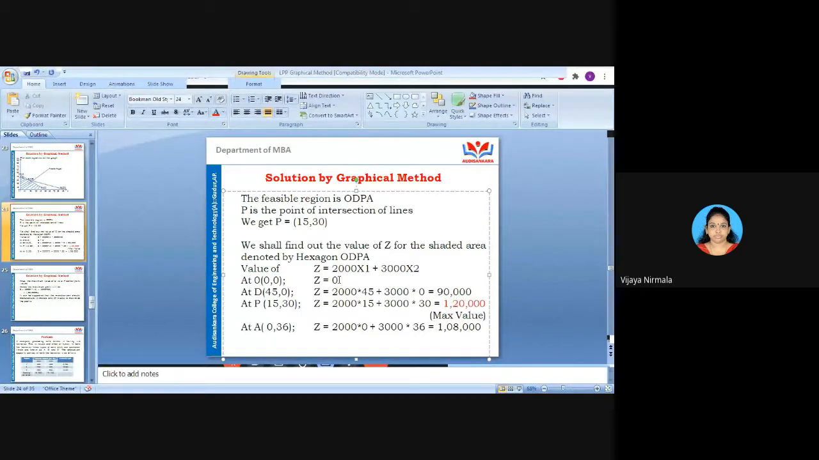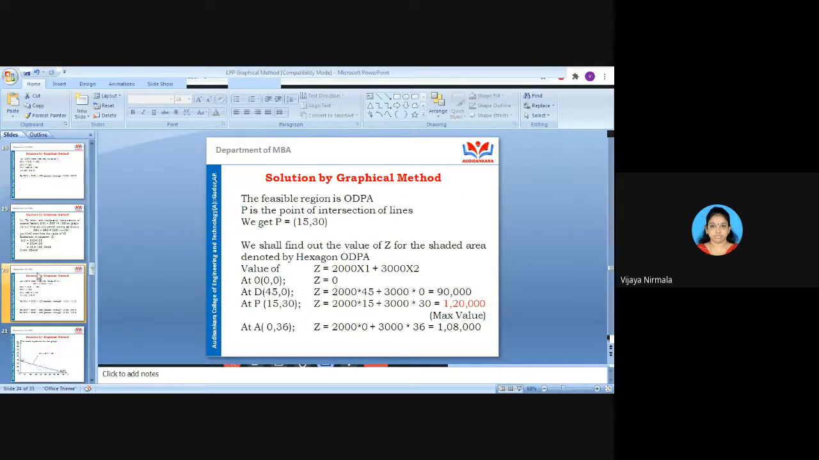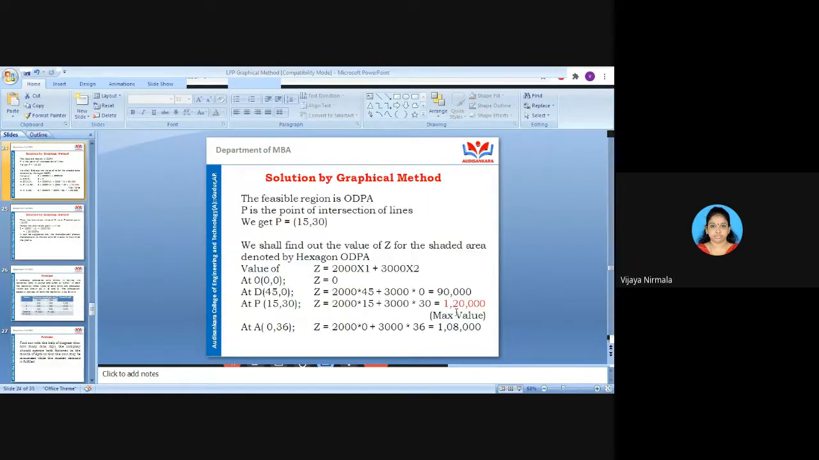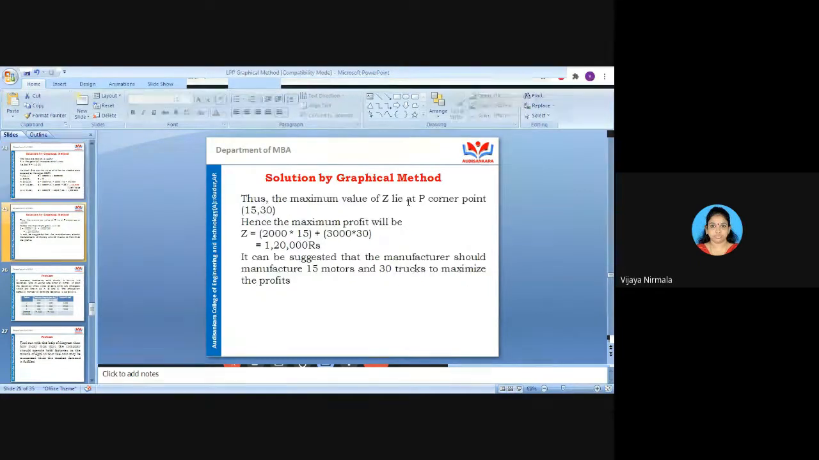Why did we take the maximum value? Because this problem is related to maximization. If the problem is minimization, the least value among these four will be taken. Since our problem is maximization, the maximum value is taken. The maximum value lies at which corner point? That is P, which is (15, 30).